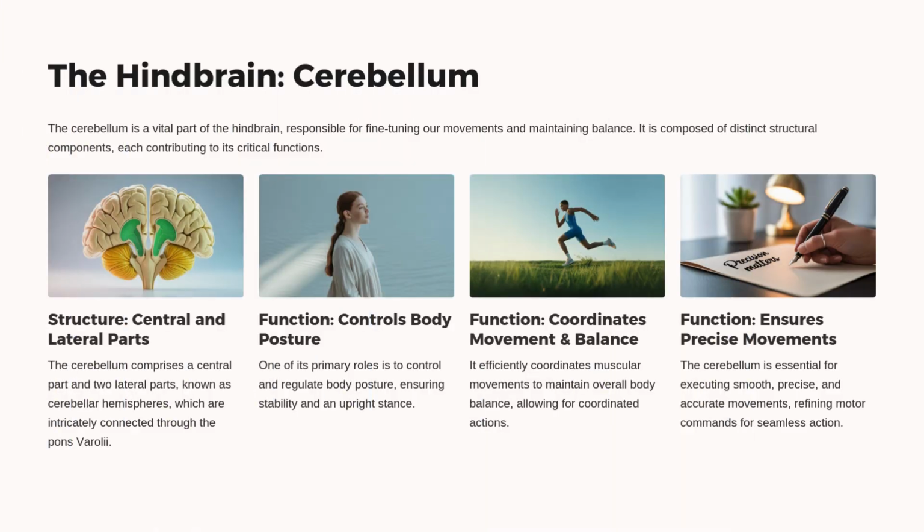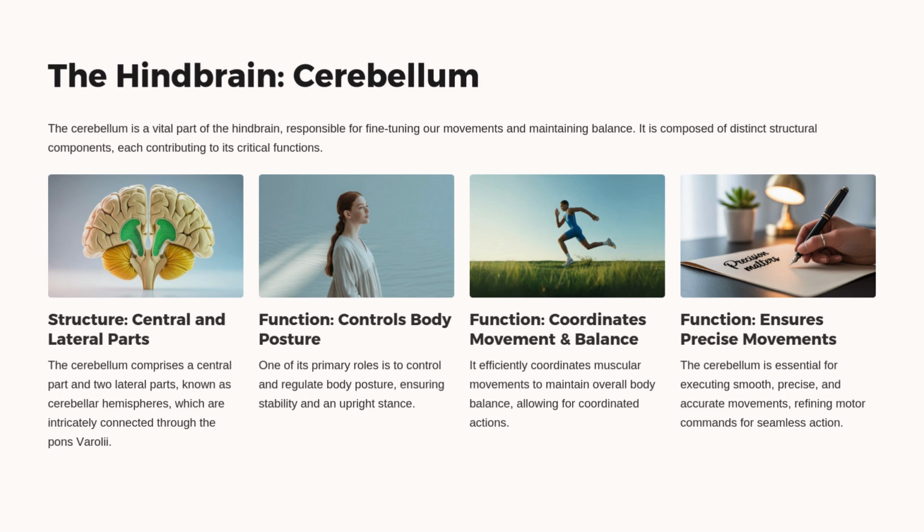The hindbrain. Cerebellum. The cerebellum is a vital part of the hindbrain, responsible for fine-tuning our movements and maintaining balance. It is composed of distinct structural components, each contributing to its critical functions. Structure: central and lateral parts. The cerebellum comprises a central part and 2 lateral parts, known as cerebellar hemispheres, which are intricately connected through the pons Varolii.